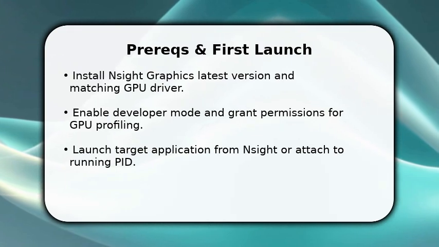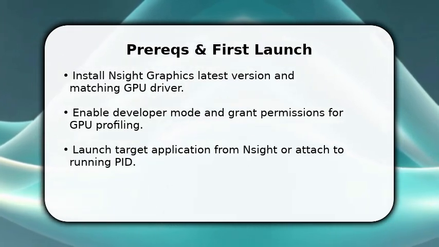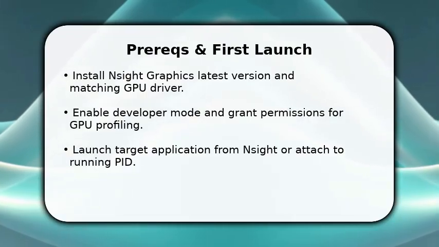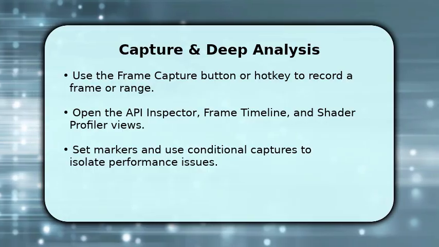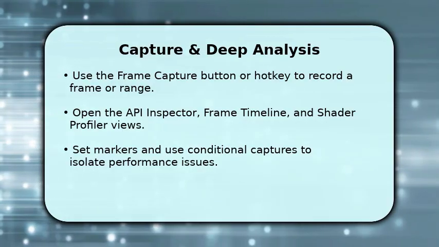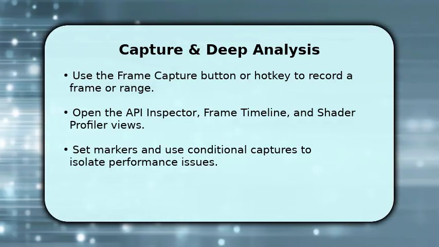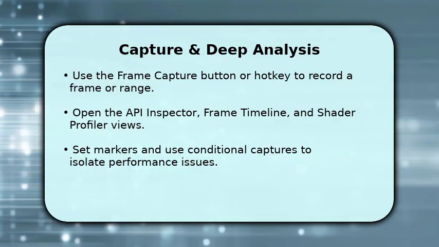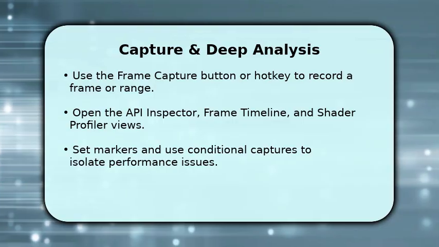This first action establishes consistent captures and avoids common permission errors that would block deeper profiling. Once you have a capture, begin focused analysis. Open the frame timeline to see draw calls and GPU/CPU timing, then inspect resources in the API inspector. Use the shader profiler to measure per stage execution and highlight expensive kernels.